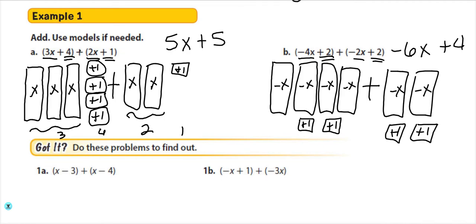Okay, let's go ahead and try the got it questions on 1A and B. I'll model it with models one more time, and then from there, I'll just work it out how I normally do. Okay.